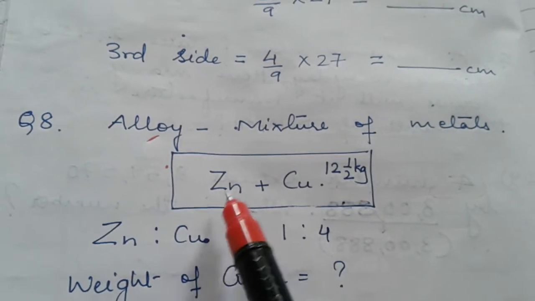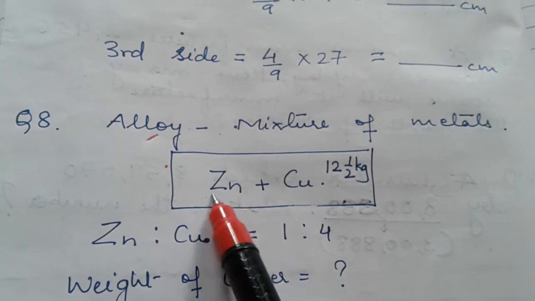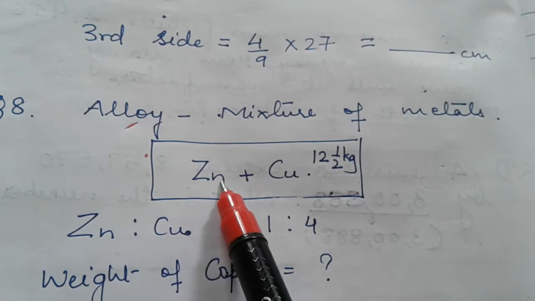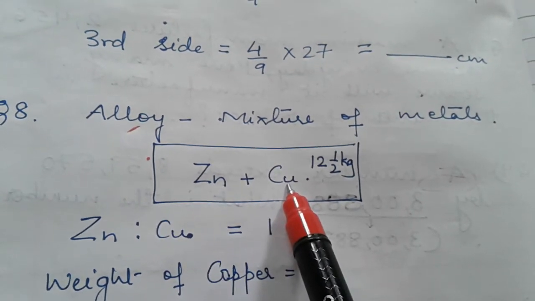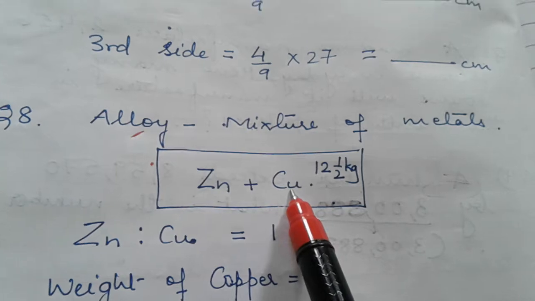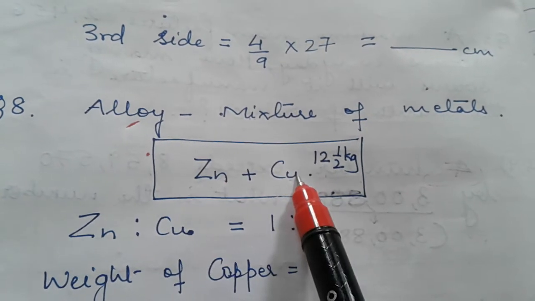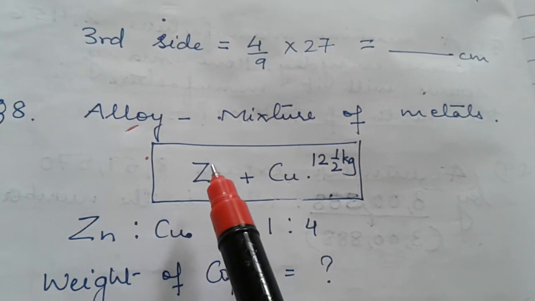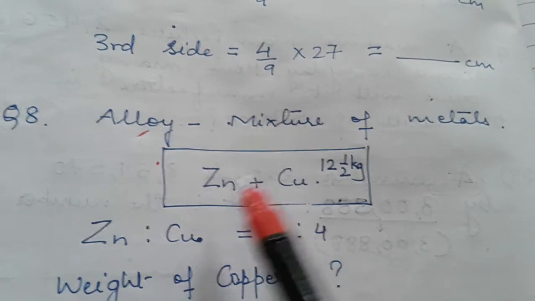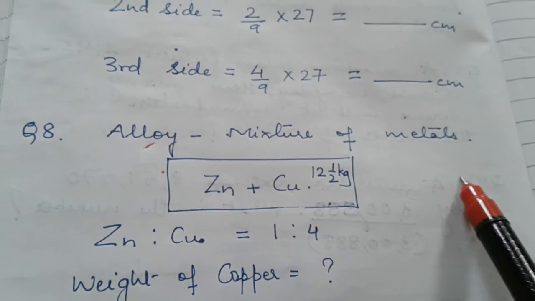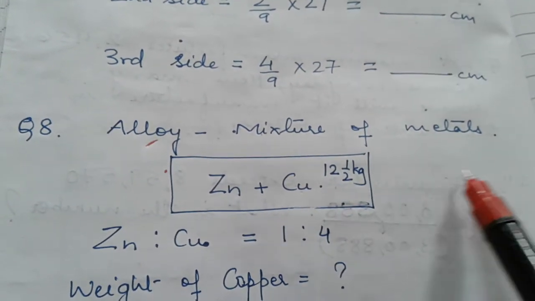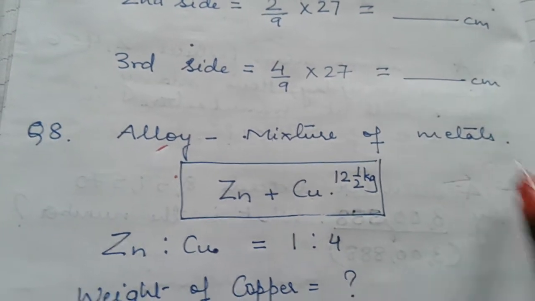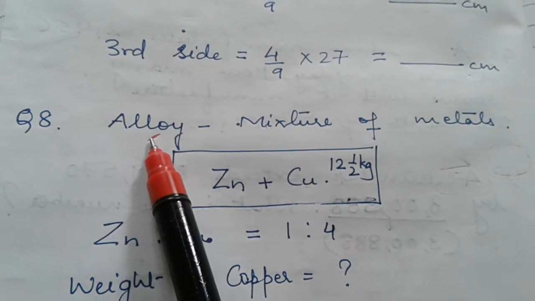So suppose I mix zinc plus copper. Zn is the chemical symbol for zinc metal, and Cu is the chemical symbol for copper. So zinc and copper are metals, and when you add metals, you get an alloy. I hope you have understood. When two or more metals are added together, the new material which is formed is called an alloy.